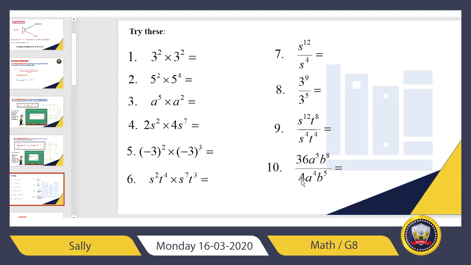36A⁵B⁸ over 4A⁴B⁵. So here I will divide the numbers together, A's together and B's together. 36 divided by 4 is 9.